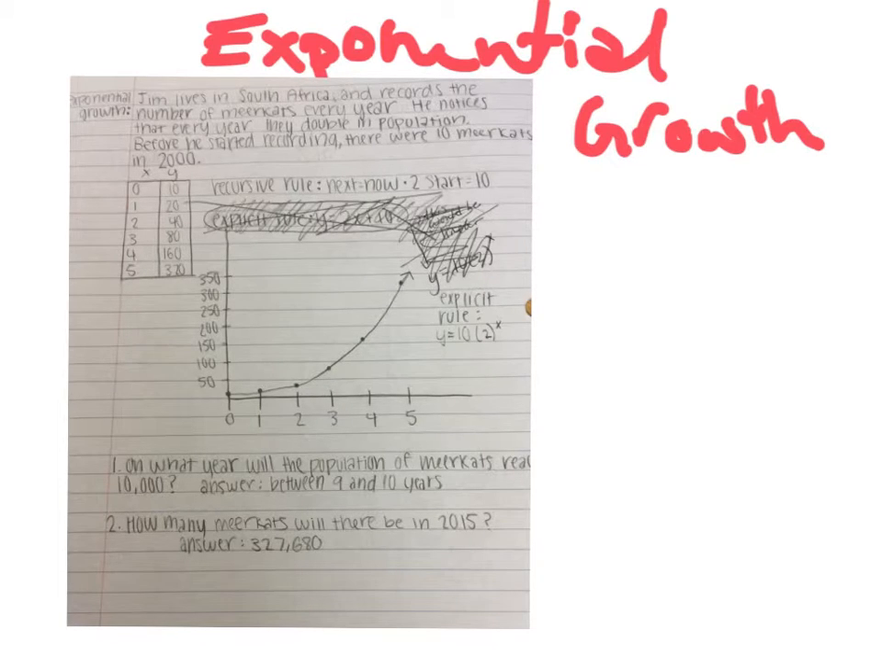So question number 2. How many meerkats will there be in 2015? The answer is 327,680, because Jim starts recording the number of meerkats in 2000. So if you go to second graph and go down to 15, the answer is 327,680.